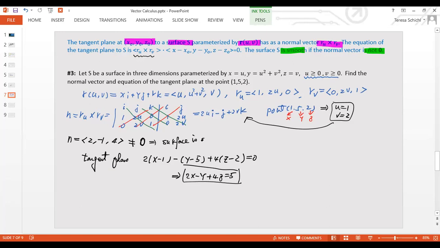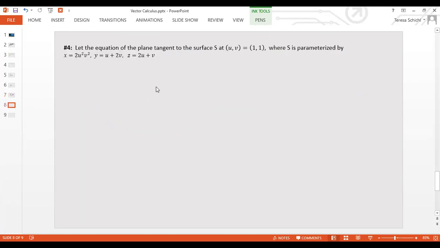Surface is smooth at this point, right? Okay, so far so good. All right. Now let's take a look at the other ones here.